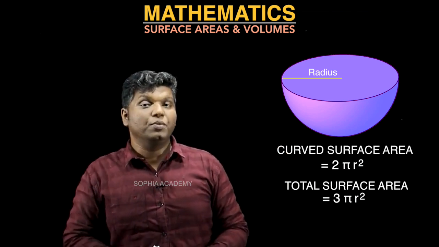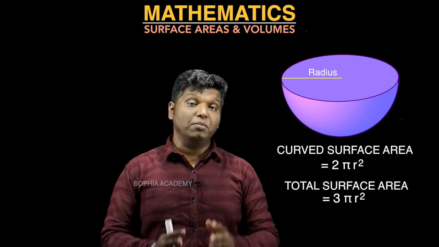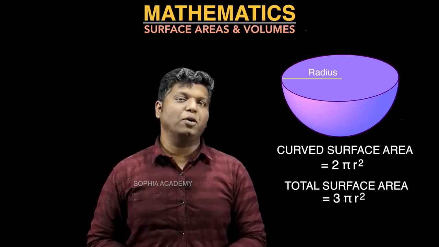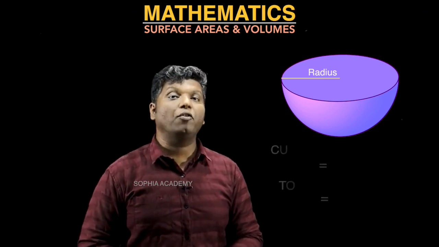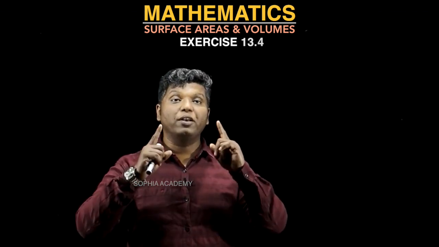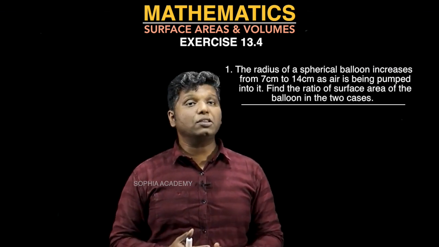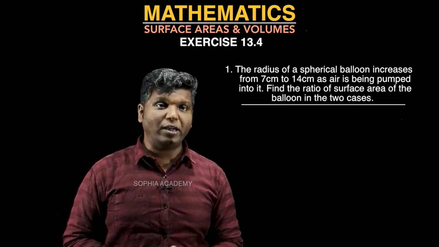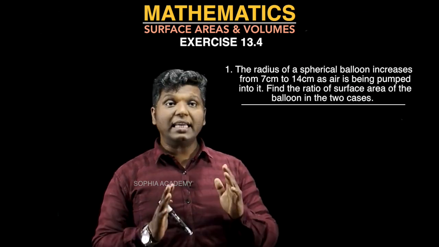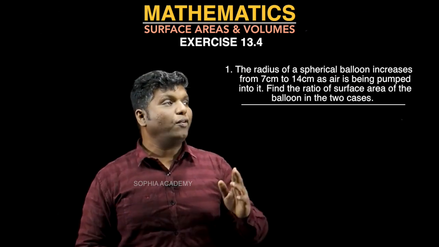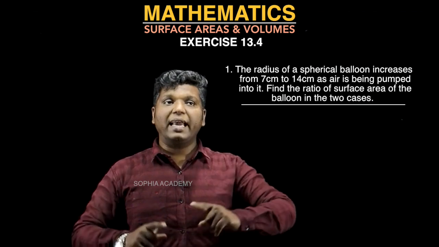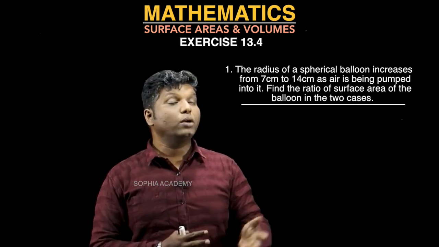Okay, now let us do the problems one by one and solve them by using these equations. That's very important. Now let's get into the very first question of exercise 13.4. The radius of a spherical balloon increases from 7 cm to 14 cm as air is blown into the balloon. Find the ratio of the surface areas of the balloon in the two cases.